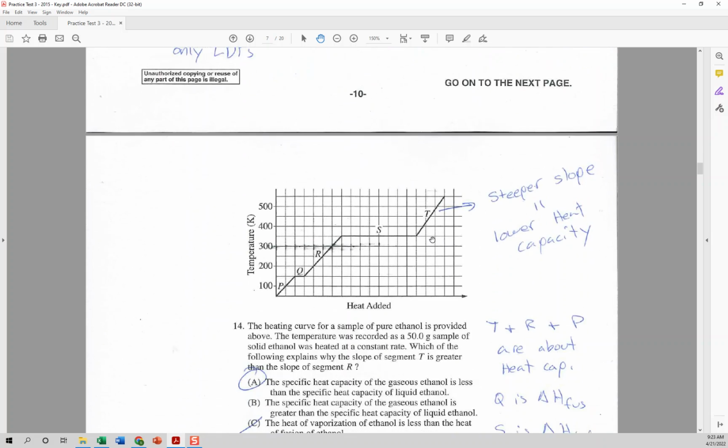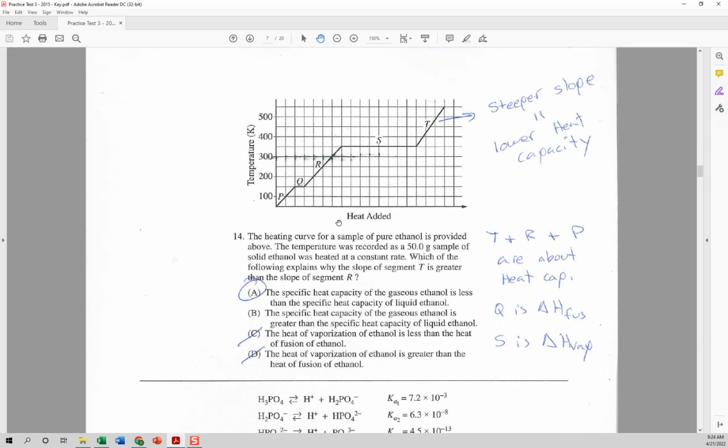All right, so let's go here. We've got a heating curve. Let's just remember Q and S are about phase changes. Q would be delta H of fusion, S would be delta H of vaporization. P would be the heat capacity of a solid, R would be the heat capacity of a liquid, and T would be the heat capacity of a gas.